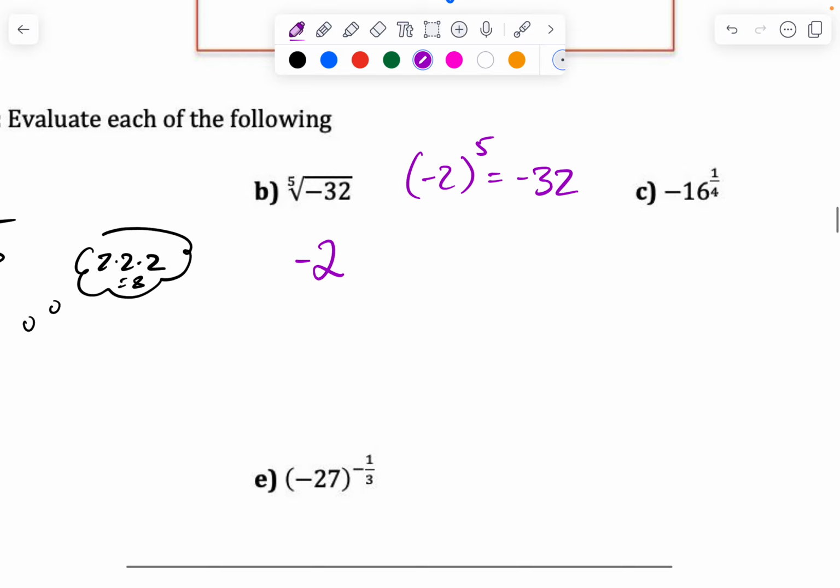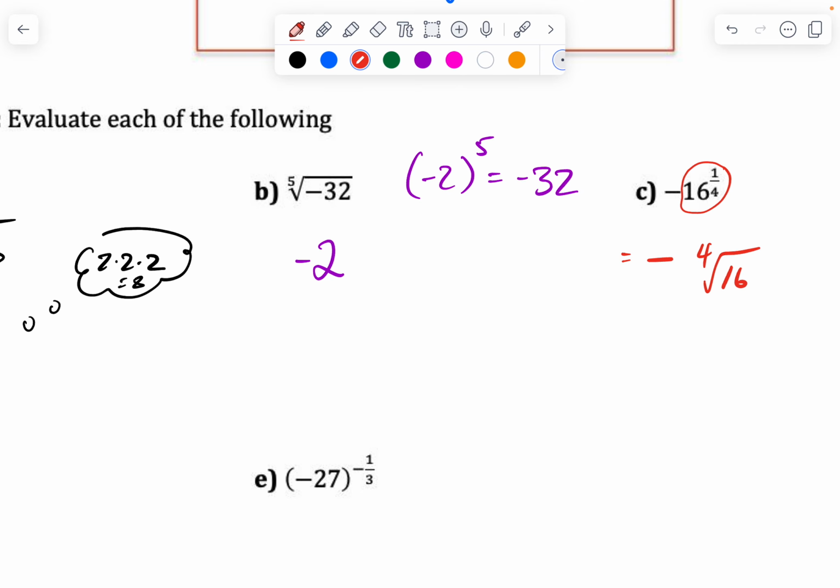What about negative 16 to the quarter? Well, because there's no brackets here, we have to do exponents first. So this is actually negative, and then the fourth root of 16. Well, the fourth root of 16 is 2, so this is negative 2. Okay?